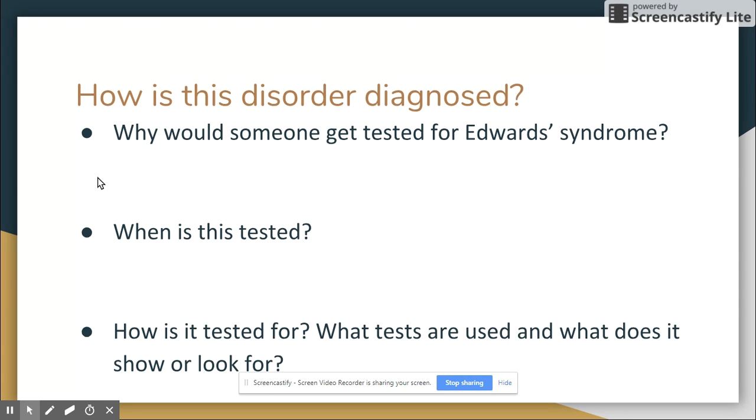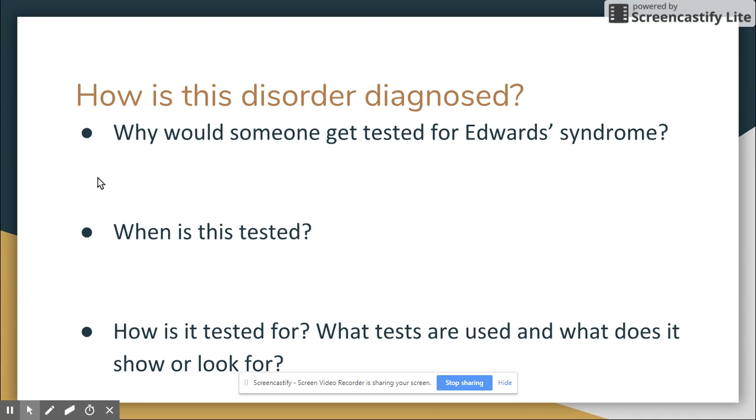So how is the disorder diagnosed? Why would someone get tested for Edwards syndrome? Normally women who have been pregnant for 10 to 14 weeks are eligible for a screening for Edwards syndrome to predict the chances of the infant having the genetic disorder. And when is it tested? This is tested when the woman is pregnant with the infant. It's normally 10 to 14 weeks, but it also can be further along. It can also be tested when the child is born.